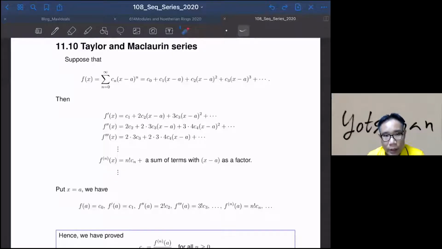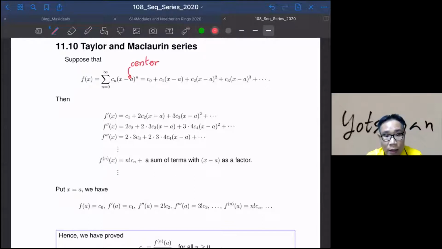In this video, we're going to talk about the Taylor and Maclaurin series. This one is also about power series. You have the function f(x) represented as the power series, the sum from n equals 0 to infinity of c_n (x minus a)^n, and you see that this one is centered at a. So the a here will be your center.